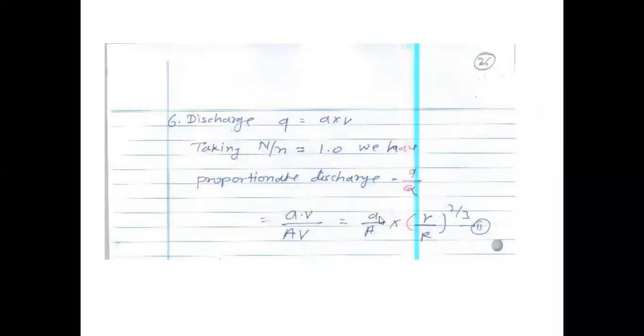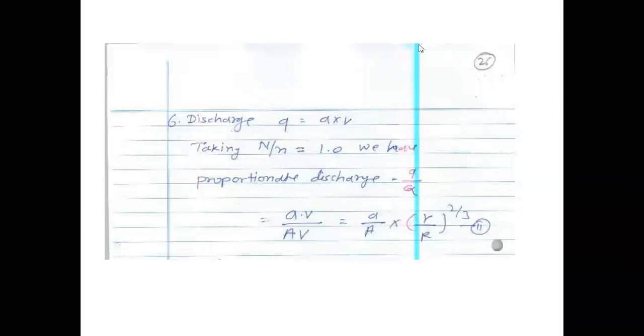So small a we have calculated, capital A we have calculated, small r we have calculated, capital R you have calculated, raised to 2 by 3. So that will be the answer for small q upon capital Q. And from that small q you can calculate by calculating this value. You can take this value.